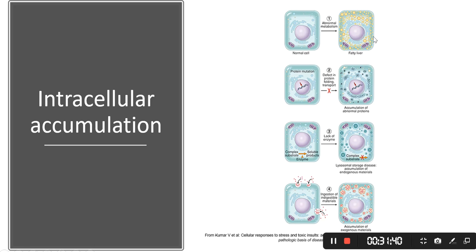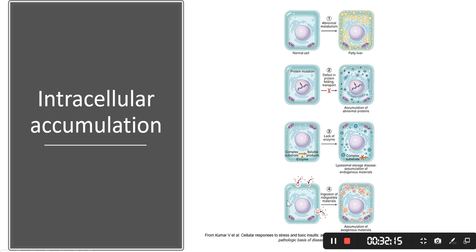Okay, that's one example. Another example is sometimes proteins getting mutated and they get accumulated in the cell. So there you can see there is an accumulation of a lot of abnormal proteins. Sometimes the enzyme which is supposed to help with the digestion is not present, and because of that you can see diseases like lysosomal storage diseases, because of which there will be accumulation of a lot of material in the cell.